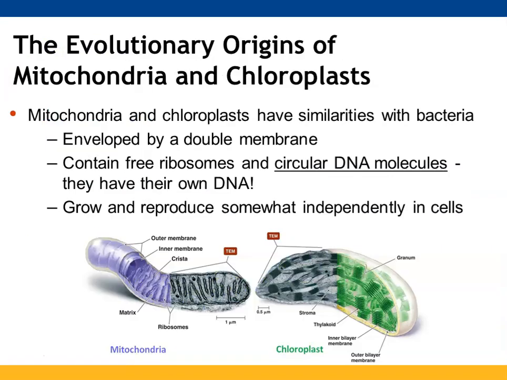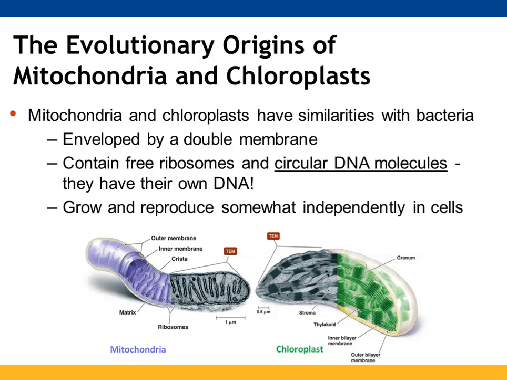So how did mitochondria and chloroplasts come to be? These actually have double membranes as well, and there are some similarities to them with bacteria because they do have their own DNA. I said earlier our mitochondria have DNA in animal cells, but chloroplasts also have DNA molecules. So plant cells have two sources of DNA besides the nucleus. They also have free ribosomes, so they can do protein synthesis all on their own. They tend to be able to grow and reproduce a little bit more independently within the cells.